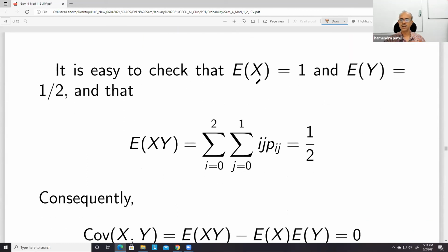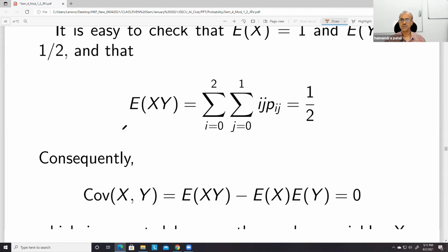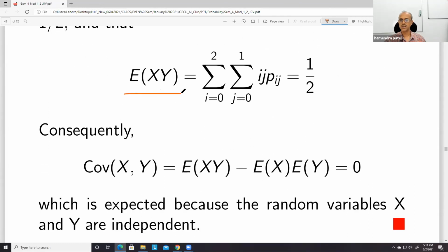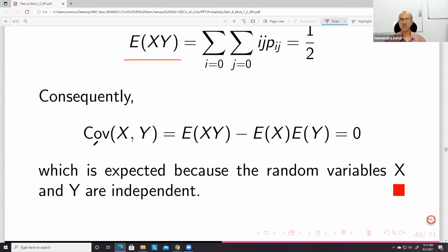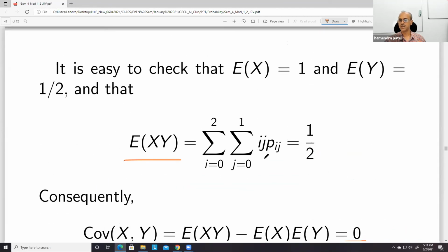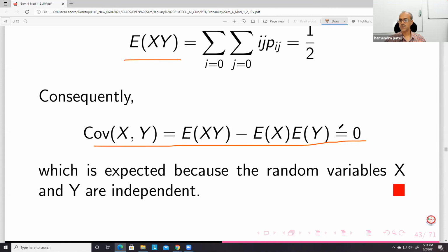So similarly, you can find the expectation of x and y. We can find E(xy), and then we can find the covariance. So here we get 0, which is obvious because x and y are independent, so this value must be 0. Covariance of x and y must be 0 because x and y are independent.